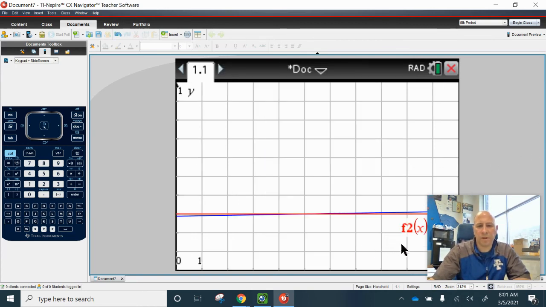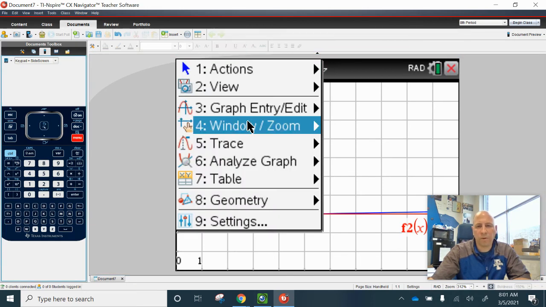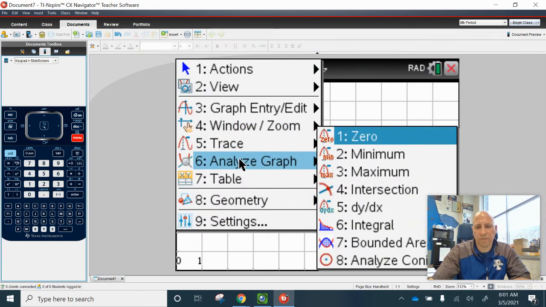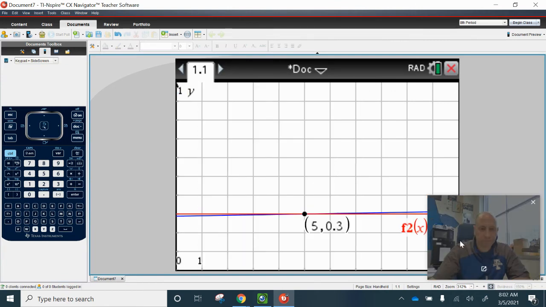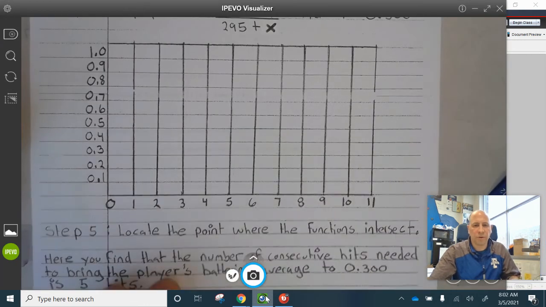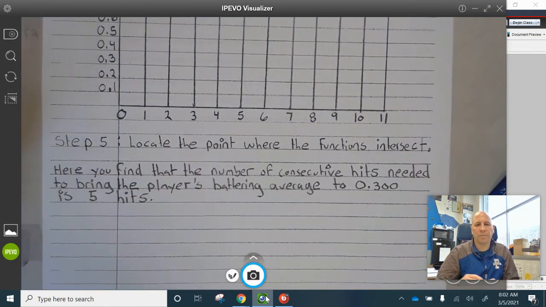So press OK. Now, we're going to go to menu, window zoom, analyze graph, intersection, click, drag across, and you can see here that the answer is 5. So, here you find the number of consecutive hits needed to bring the player's batting average to .300 is 5 hits.